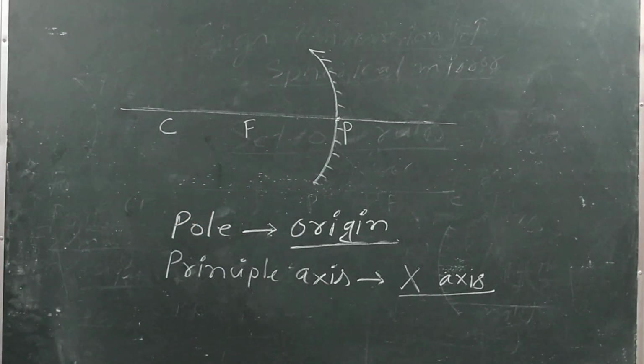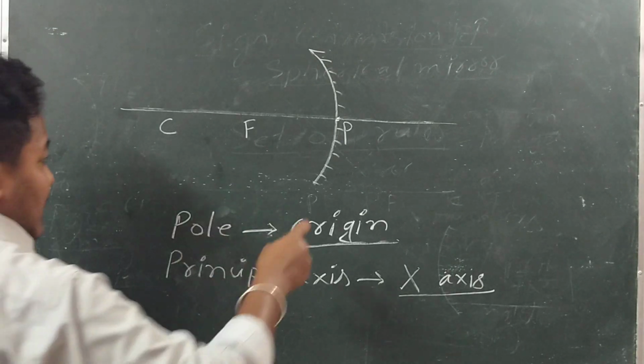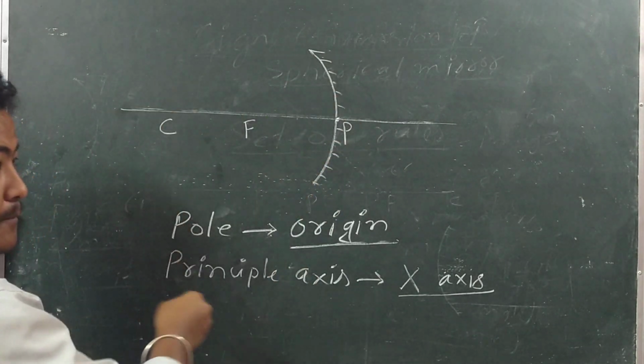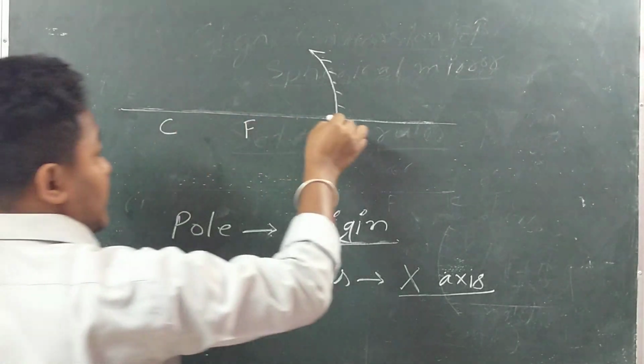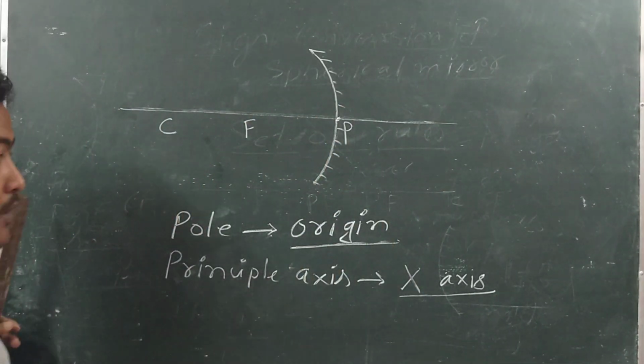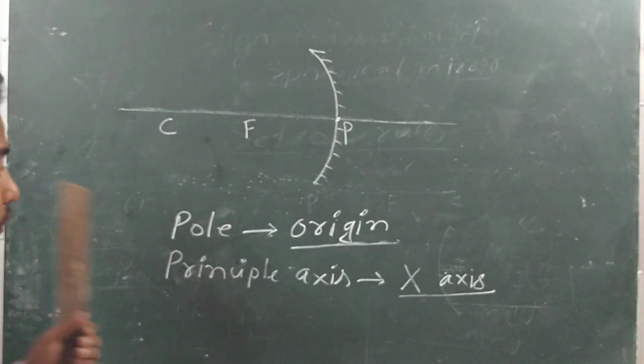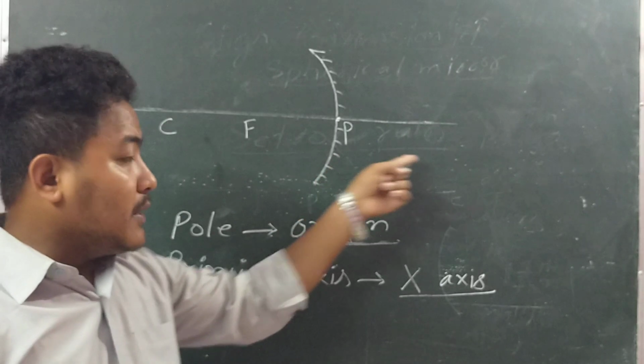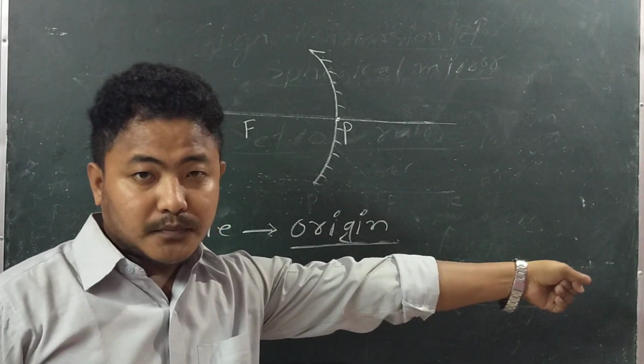As I told you, all the distances will be measured from the pole, maybe towards the left side, maybe towards the right side. So this will be the left side of the mirror, and this side will be the right side of the mirror.